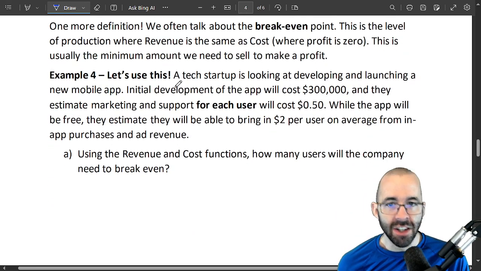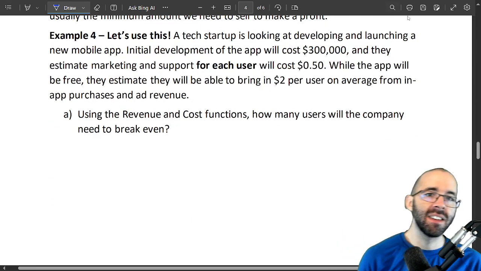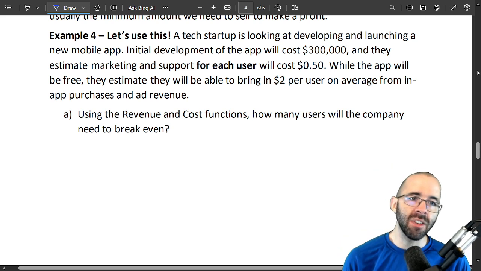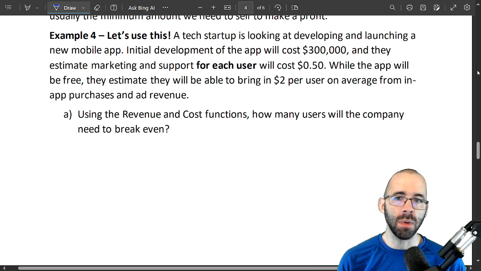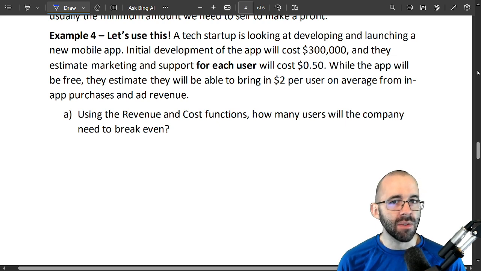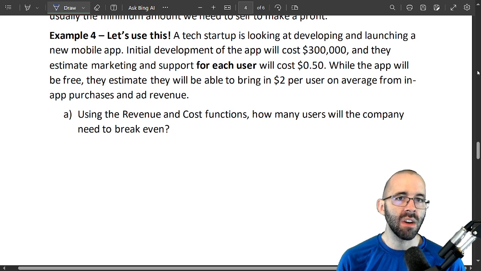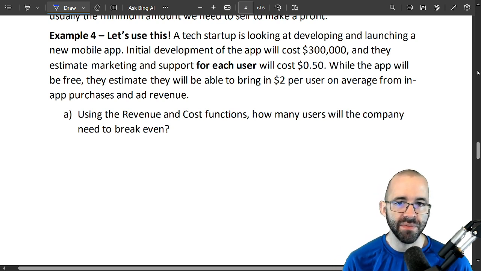So let's use all these definitions with an example. We're looking at a tech startup and they're looking to develop and launch a new mobile app. The initial development of the app is going to cost about $300,000. And they estimate that their marketing and support for each user is going to be about 50 cents. Even though the app's going to be free, they are also estimating that they'll be able to bring in about $2 on average per every user who uses this app based on in-app purchases and ad revenue.